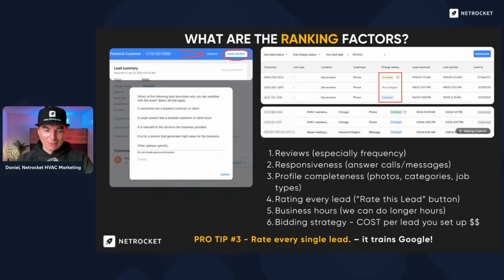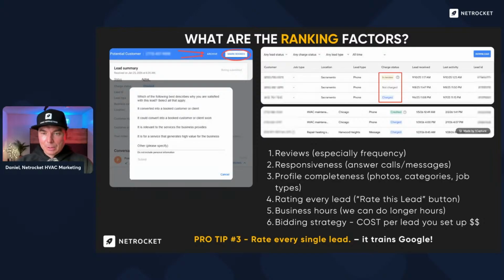And by the way, put in the comments in the chat: if you're running your LSA, do you rate leads right now? For those guys especially who said that the campaign is quite slow, do you rate leads, or you don't do this, or nobody from the team is doing this?